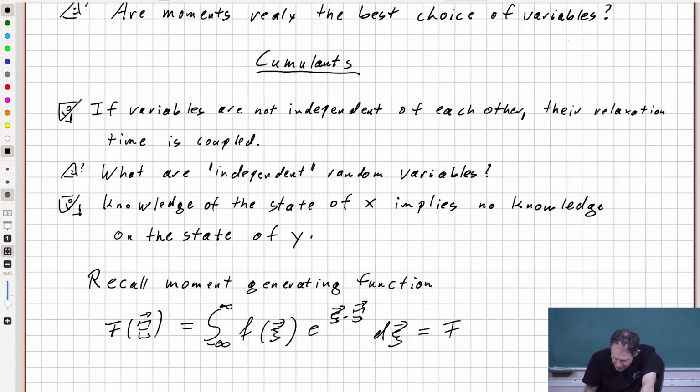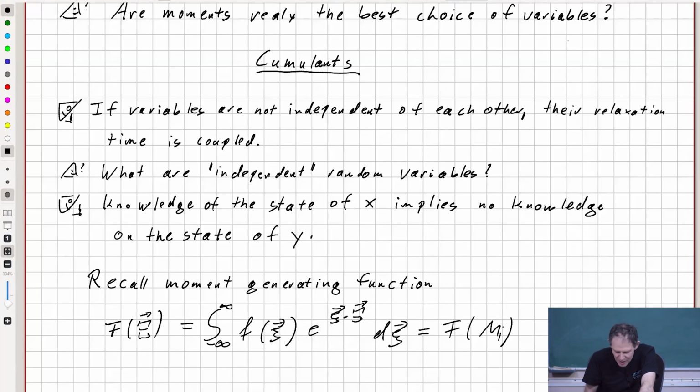And say this function f is also a function of all its moments, obviously. Anything confusing?